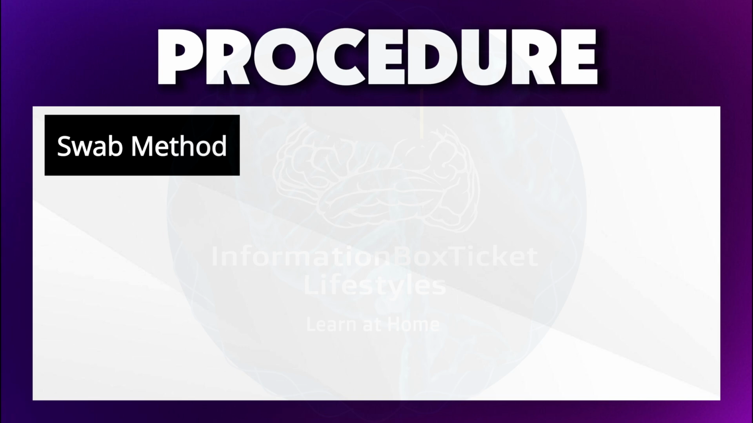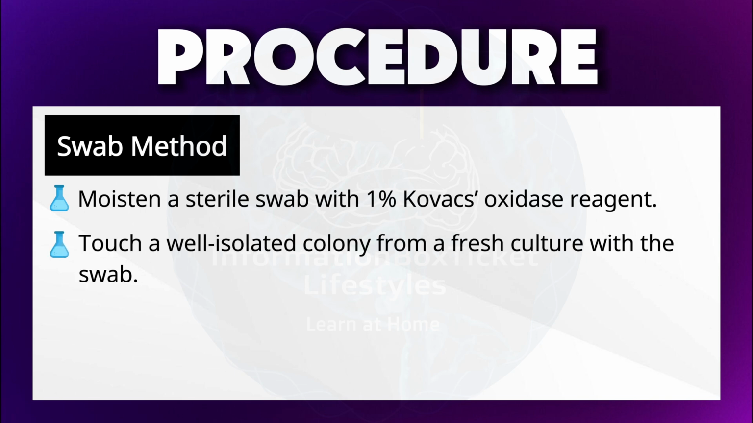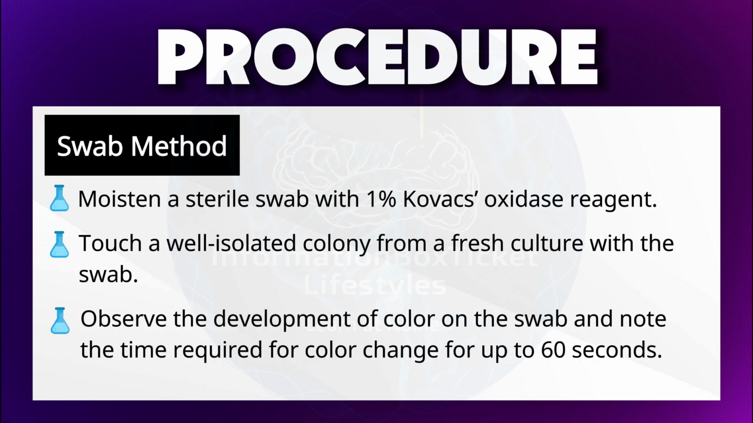Swab method. Moisten a sterile swab with 1% Kovacs oxidase reagent. Touch a well-isolated colony from a fresh culture with the swab. Observe the development of color on the swab and note the time required for color change for up to 60 seconds.